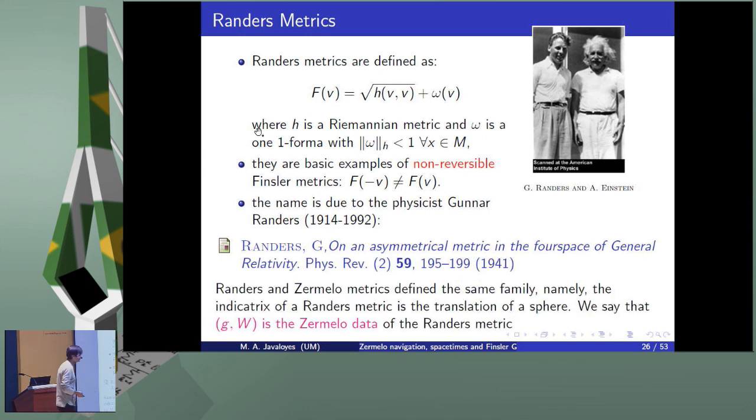Okay, so of course it is immediate that Zermelo metrics are Randers metrics, but the opposite, the converse, is also true. The converse is also true because you can prove that every Randers metric has a Zermelo expression. There is a translation of a Riemannian metric that gives you this particular Randers metric. So, I will say that this Riemannian metric and this vector field W, the wind, is the Zermelo data of the Randers metric.